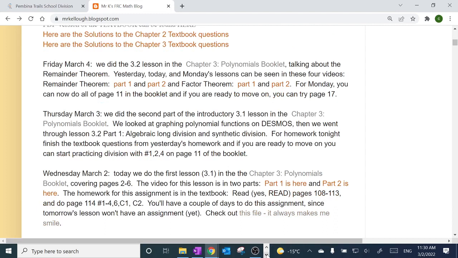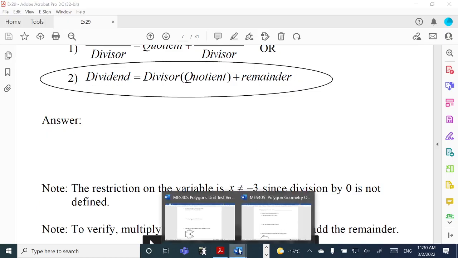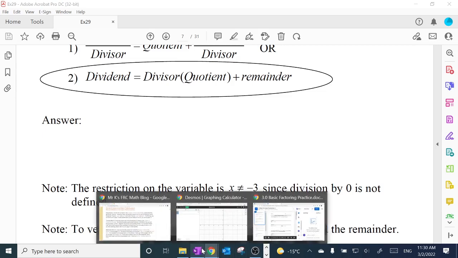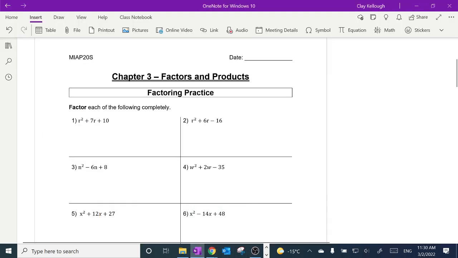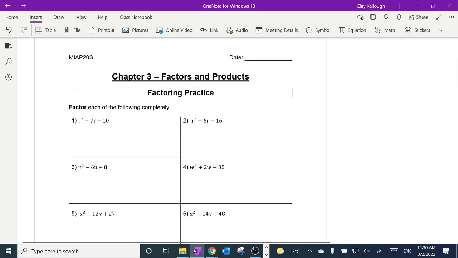What I handed out is a couple of things. Let's see, oh no, that's not what I'm looking for. Oh, here it is. I handed out this factoring practice after the Chapter 2 test. And here's what I think you should do: give all this, or as much of this as you can, a try.